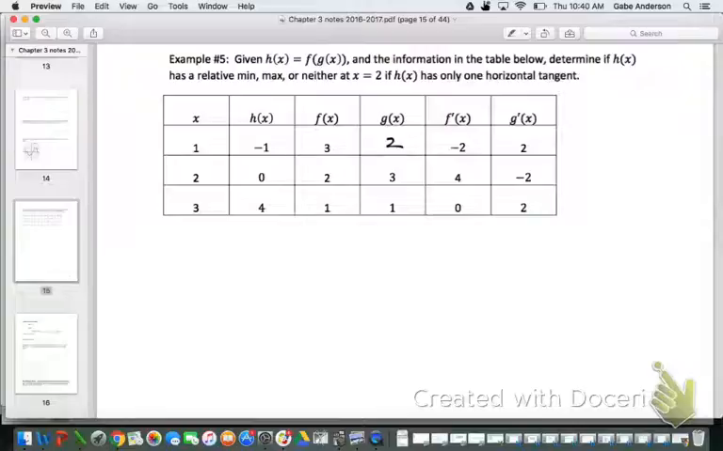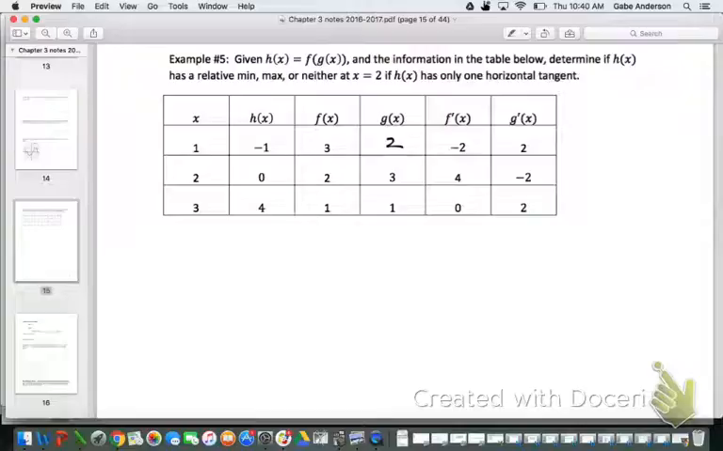All right, so we're going to try that here with example number 5. It says, given that h of x is equal to f of g of x, and the information down below, determine if h of x has a relative min, relative max, or neither at x equals 2 if h of x has only one horizontal tangent.